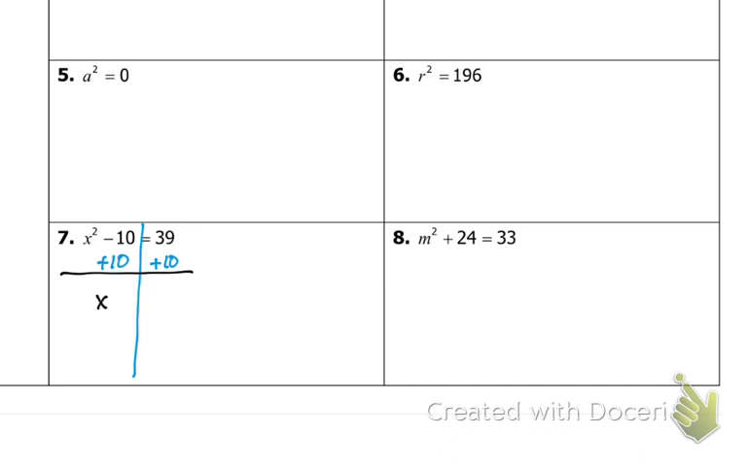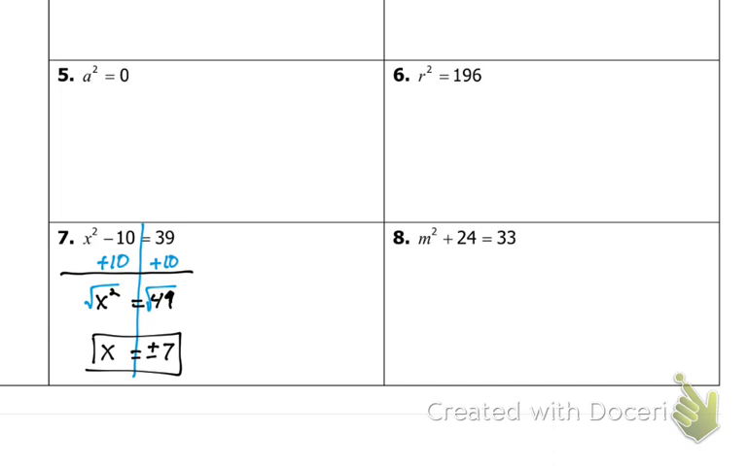The very last thing we're going to do is take the square root. Now we have x squared equals 49. Is my x squared all by itself now? Yes, I isolated it. Now to get rid of x squared, we take the square root of both sides. And we have x equals not just 7, but plus and minus 7.